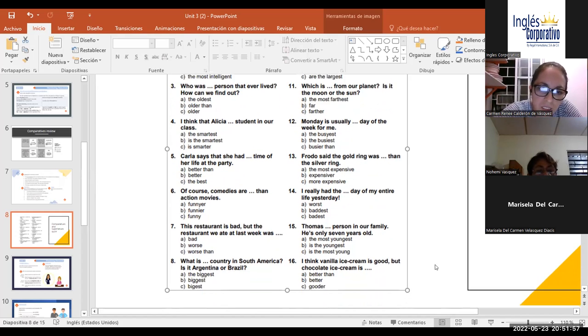Number seven. This restaurant is bad, but the restaurant we ate last week was worse. Pero ¿con qué lo estarías comparando? La semana pasada, dice. En el que cenaron was worse. Solo worse. Little B. Fue peor. Sí. Entonces solamente es worse.